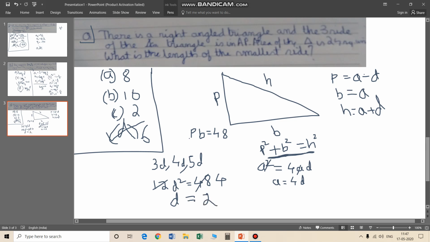Now each side length is 6, and this one is 10, the 8 is implied here. Then the smallest side we need to find. Smallest among these is 6. Answer is 6. Done. Ending today's video here. Thank you.